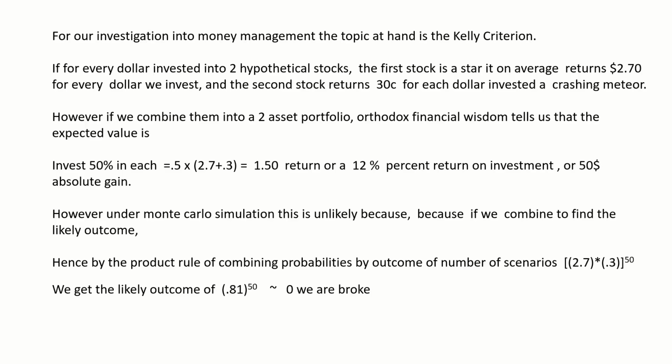Hence the product rule of combining probabilities by outcome of number of scenarios gives us 2.7 times 0.3 to the power of 50. We get a likely outcome of 0.81 to the power of 50. In other words, after 50 days, or 50 trials, we are broke.